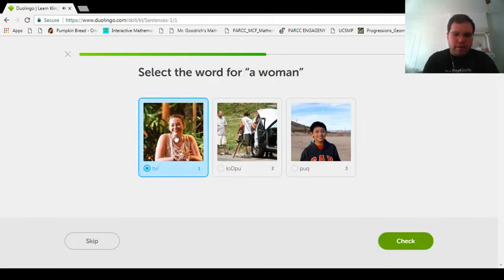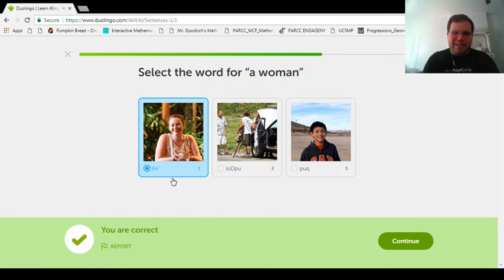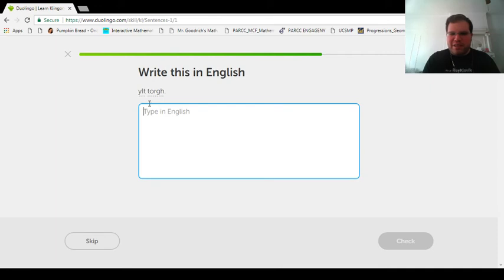Okay, select the word for woman. Be. It sounds like ban in Irish. Yeah, I think this, I don't know. Maybe some of these occurrences are actually completely, how do I put it? Coincidental. Okay. Torg is going to walk.